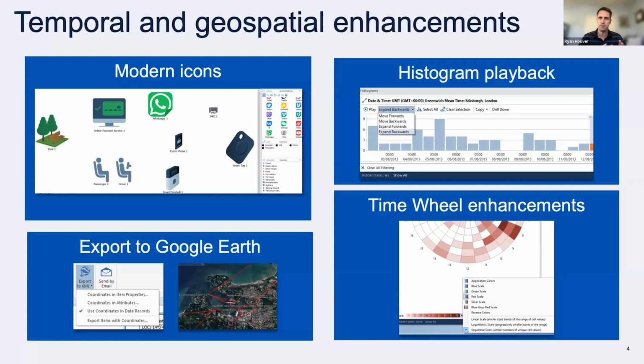One of the other nice things about this export feature is if you've applied a particular icon to the chart surface in Analyst Notebook, when you export that data and send it to Google Earth, it will actually persist that icon representation, so it will show up in Google Earth as well to provide analytical continuity.